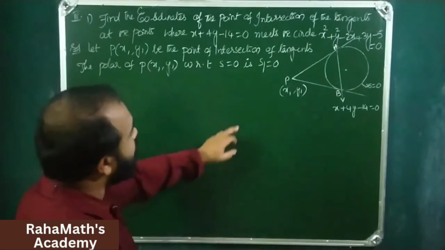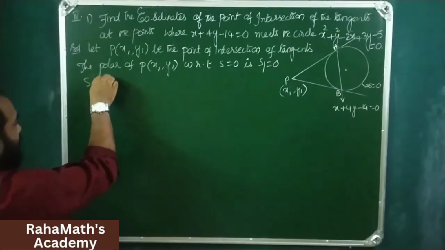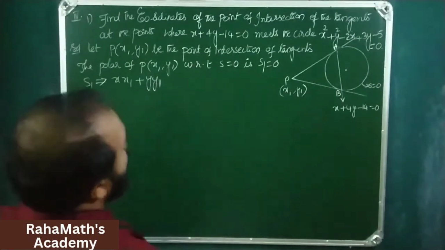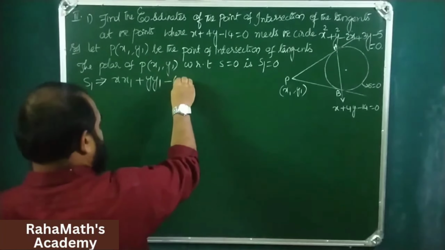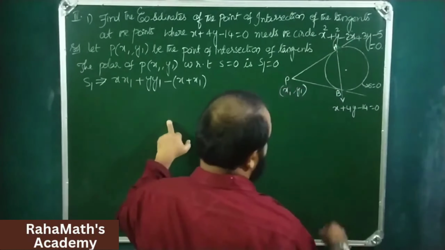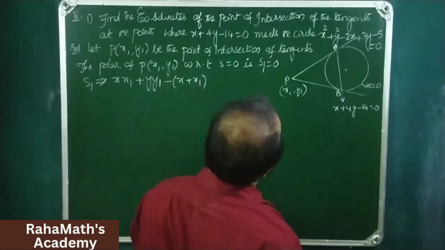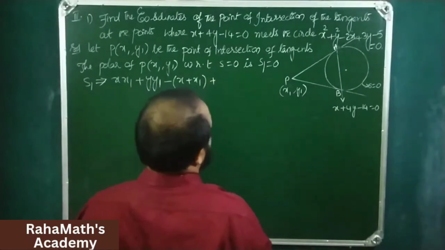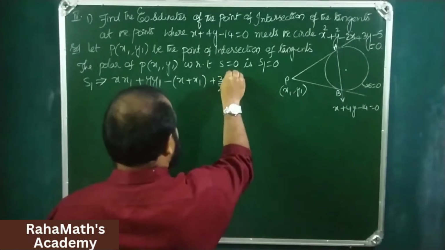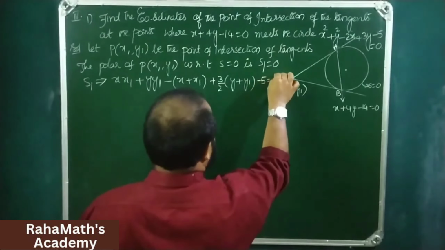So what is S1 equals 0? For this S equals 0, S1 implies xx1 plus yy1 minus (x plus x1). The minus remains the same. The coefficient of x is 2, so half of that is 1, giving 1 into (x plus x1), plus the coefficient of y is 3, half of that, so 3 by 2 into (y plus y1), minus 5 equals 0.